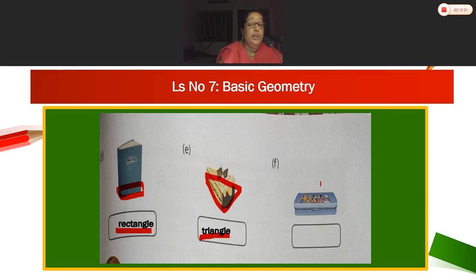Now F1. Now here also the opposite sides are equal. See here 1, 2, 3, 4. So the opposite sides are equal. They are rectangle. So what will we write? Rectangle. So D1 is rectangle, E1 is triangle and F1 is rectangle.